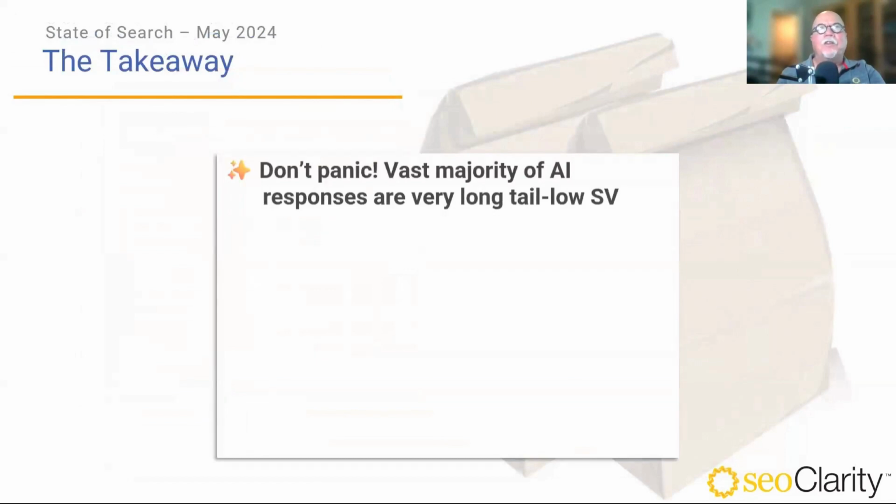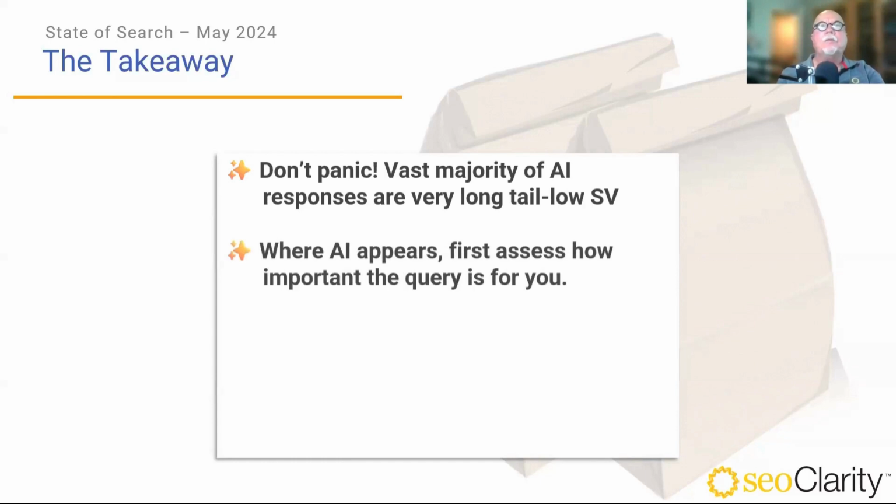The main message we want you to take away today: don't panic. The vast majority of the AI responses are very long tail, low search volume. In most cases, they're not things that are going to have an impact for you. I haven't heard from any sites legitimately saying they're seeing some big disruption from this over the last few days. Where it appears, what you should do is not panic, but assess how important those queries are for you. If you see it on a certain query, dang, we ranked #1 for that, but oh, look, we only got 10 visits a month from it or something like that, so not something we really need to worry about.